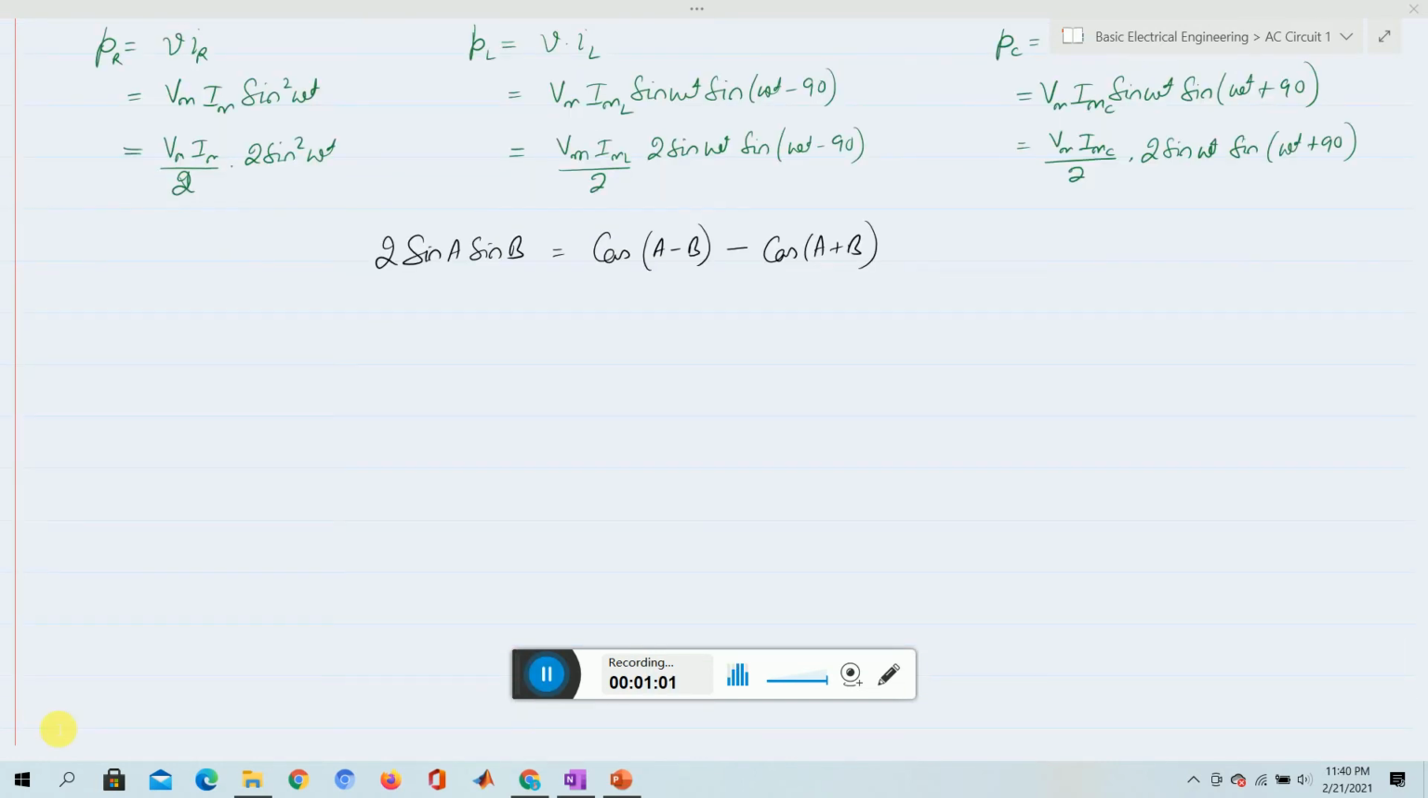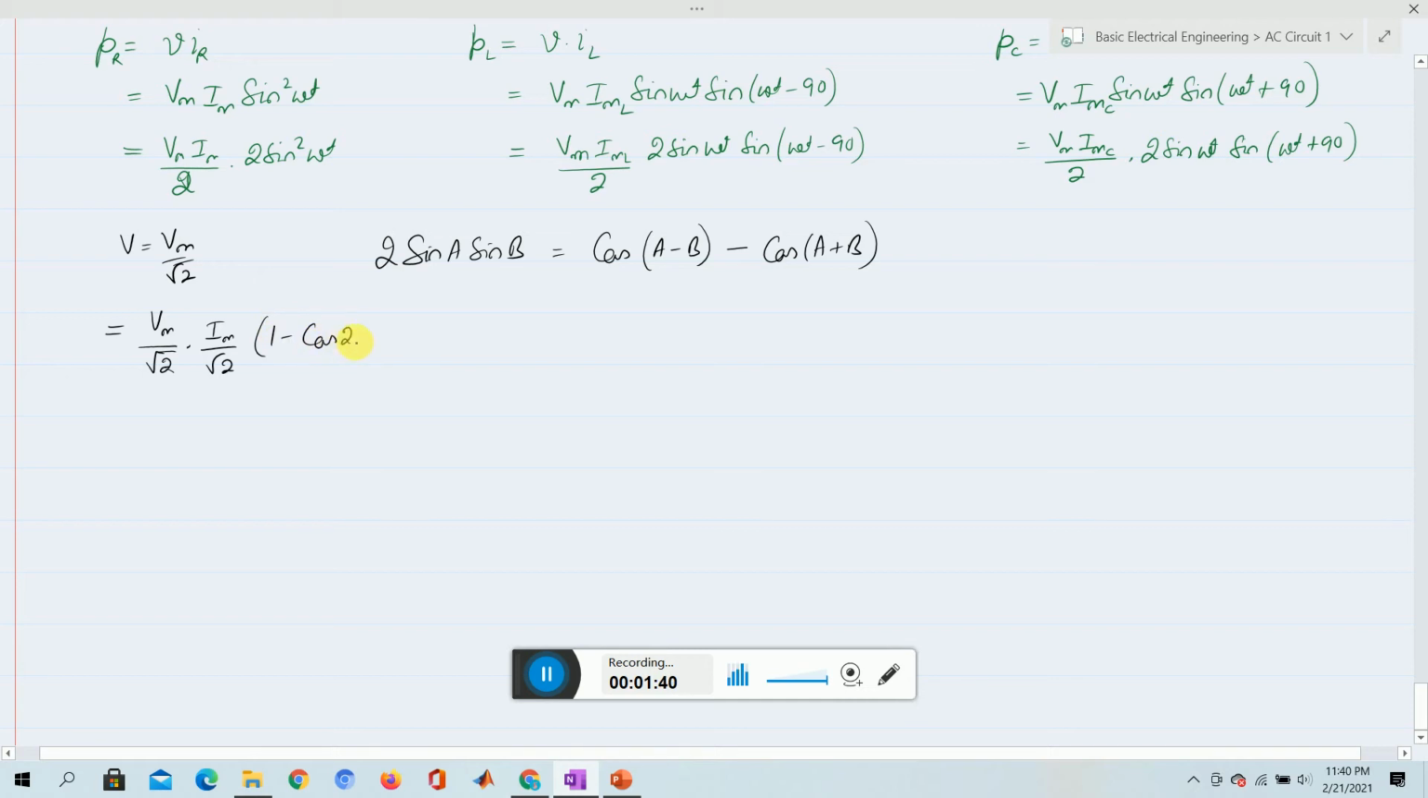So here we have divided by 2 and multiplied by 2 in all the three cases. Now we use a trigonometric expression: 2 sin A sin B is equal to cos of A minus B minus cos of A plus B. So we can rewrite this, taking V equal to Vm by root 2. If we split this term as Vm by root 2 into Im by root 2, root 2 into root 2 is 2, and 2 sin square theta is 1 minus cos 2 omega t. This is what we get here, the power equation.